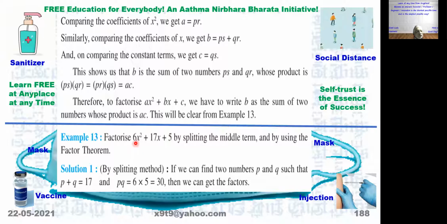So the coefficient of x² and the constant term are multiplied to get the product of the two terms which are obtained by splitting the middle term 17x. So if p + q is 17 and pq is equal to 6 into 5, which is equal to 30, then it is easy to find the factors.